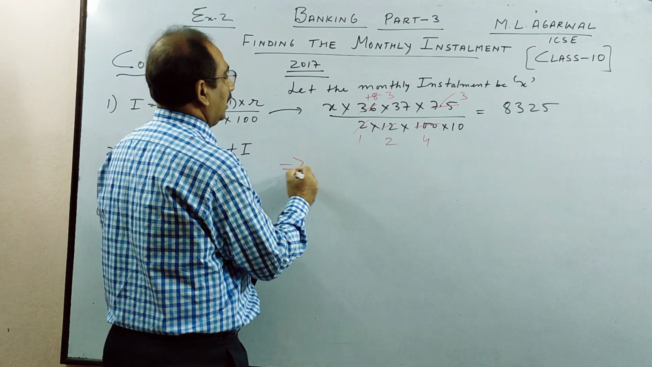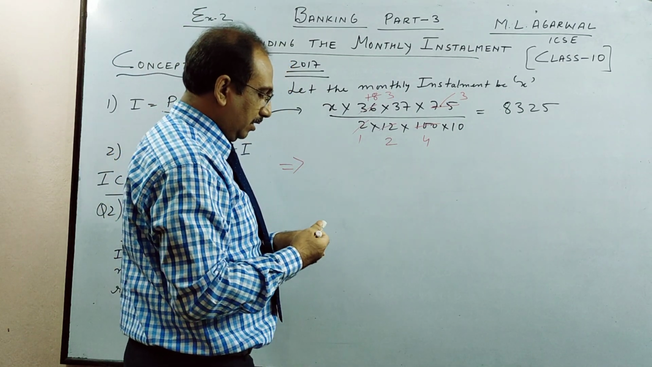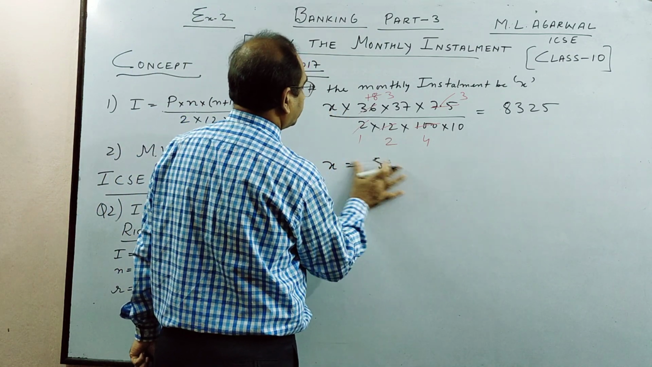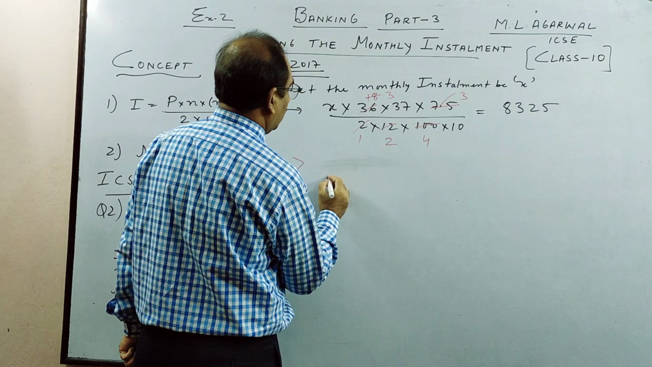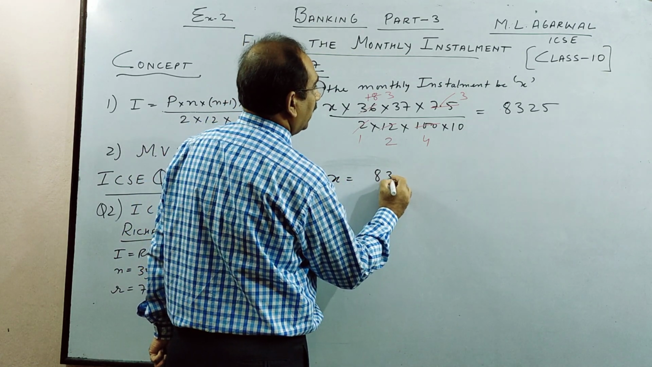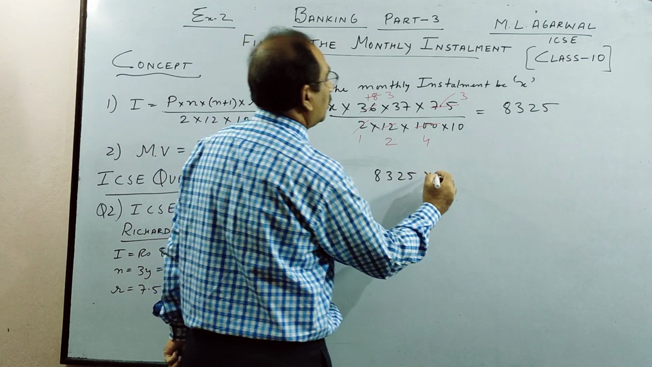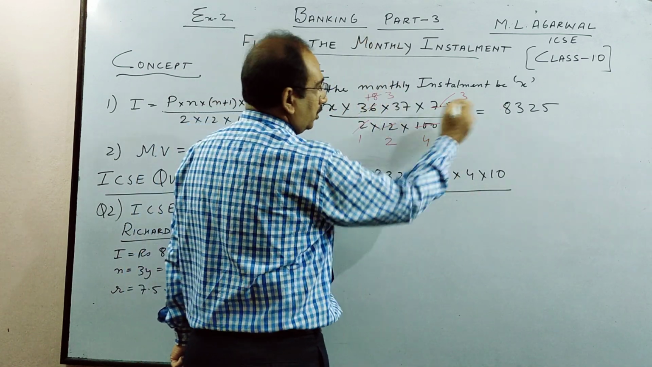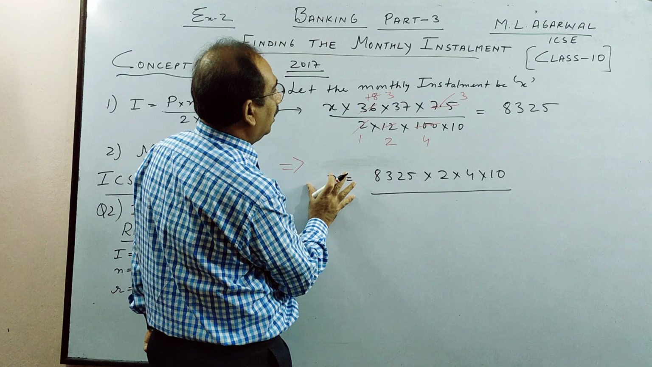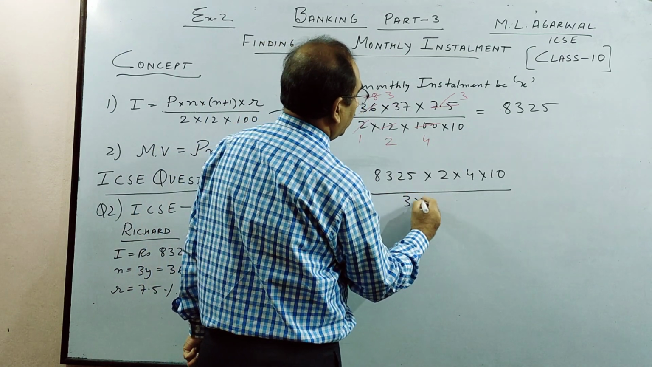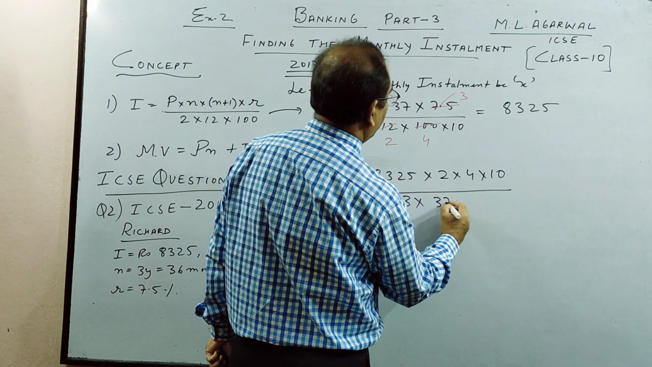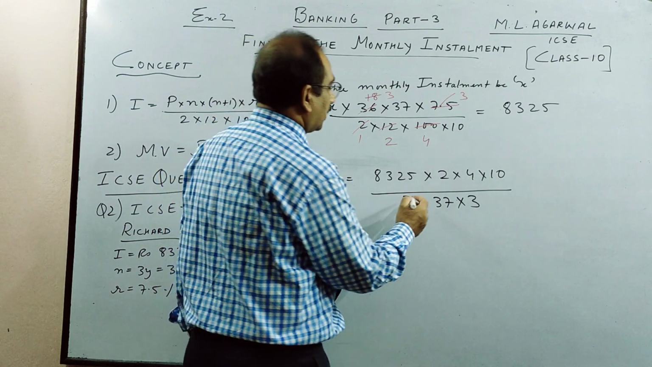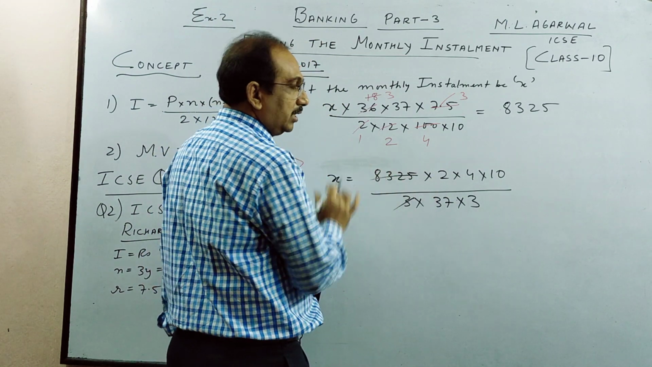So now let us see what we get. X you keep here, 8. Little down I will write, because still we have to cancel. 8325 into 2 into 4 into 10. This goes up, and what is left here? X stays here. Okay, 3 into 37 into 3. So this and this. So let us try to cancel by 3. Therefore I had space here.